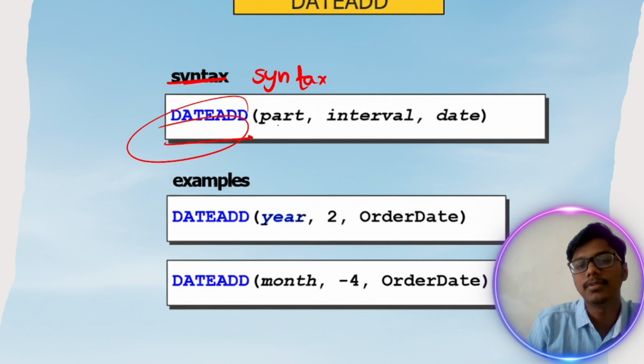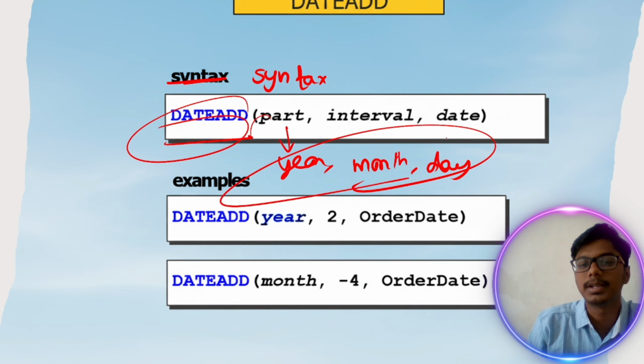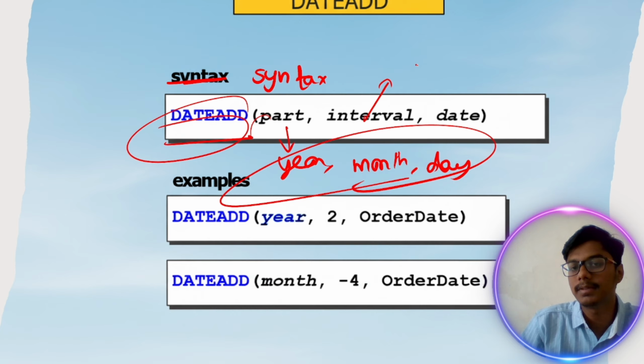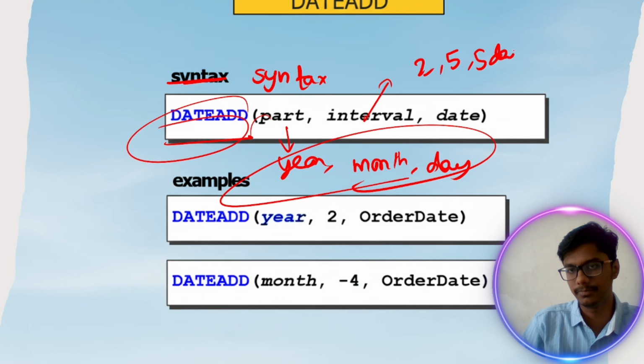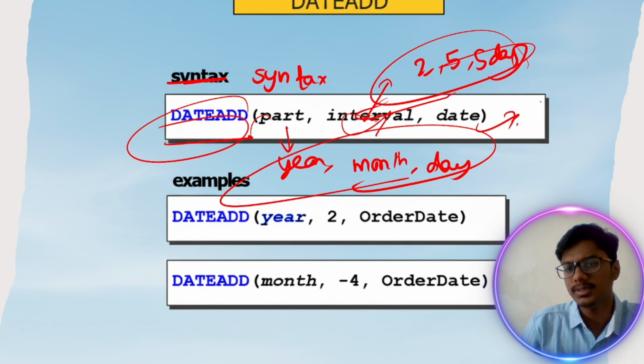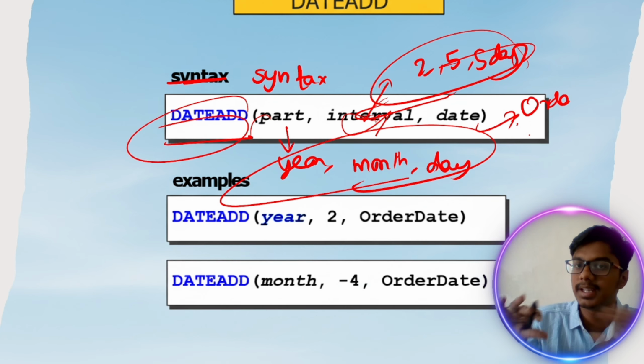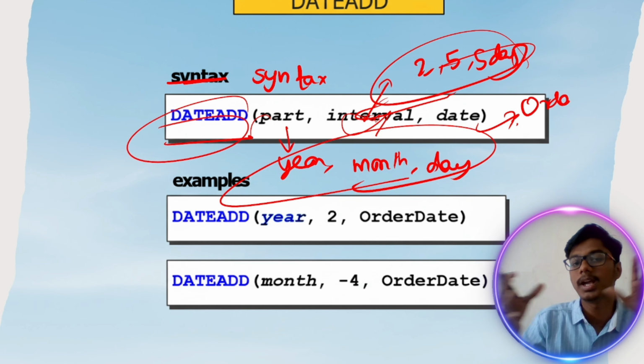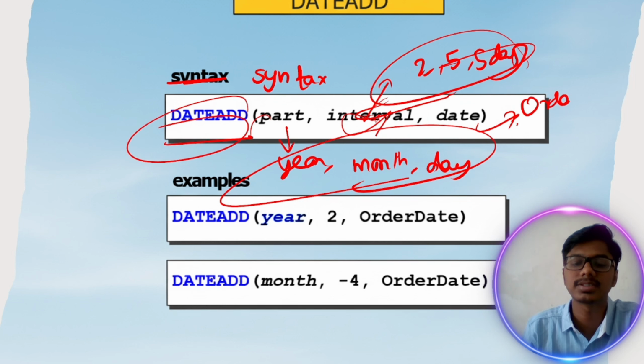DATEADD, the keyword of this function is DATEADD, and inside it, first the part, whether it may be the year, the month, the day, whatever it may be. The second part is the interval, how much, it may be 2 years, 5 years, 5 days, whatever it may be. And the date, it means the order date or month date, whatever date column in the database is to be added. That's what the DATEADD function looks like.